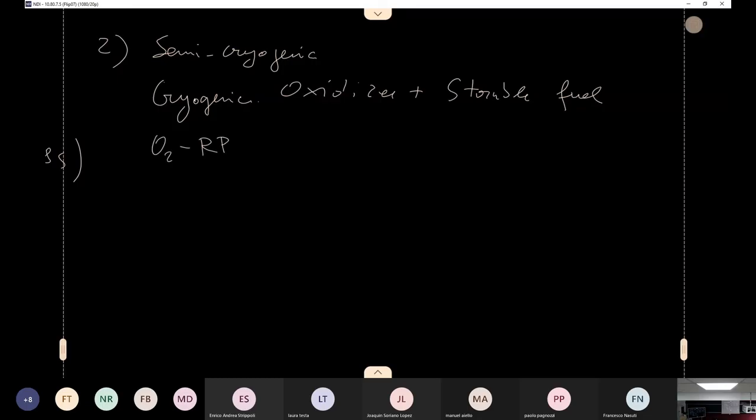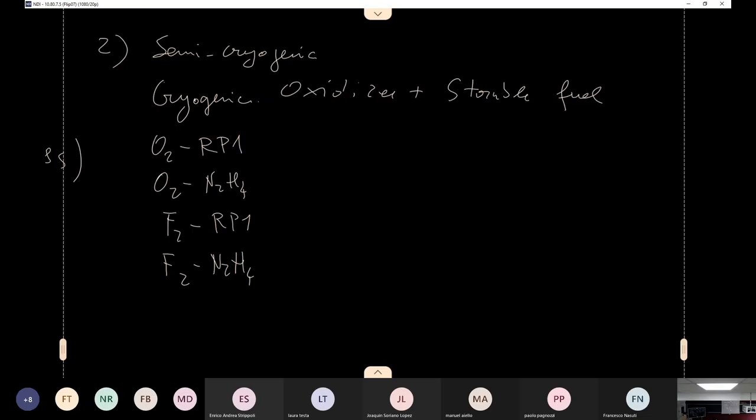O2 RP1, O2 hydrogen, and F2 RP1, F2 hydrogen. You know that about fluorine, we just mentioned this for the purpose of study because it has never been applied in practice. But it's interesting to have a comparison because of the interesting properties of fluorine as an oxidizer.